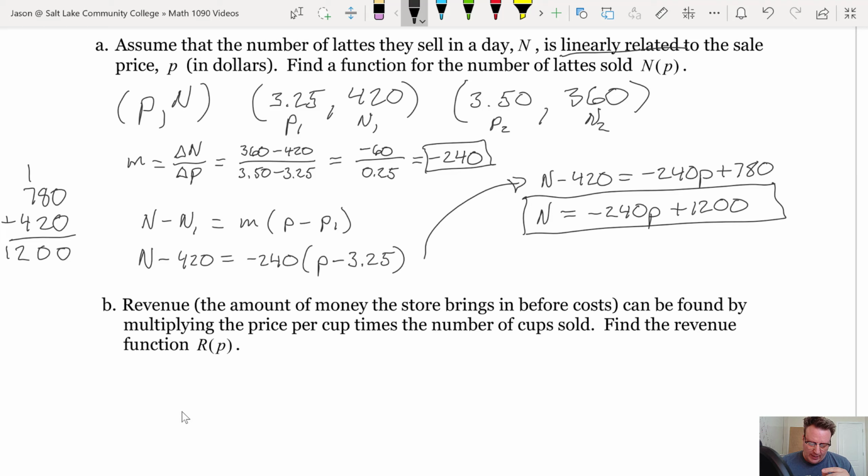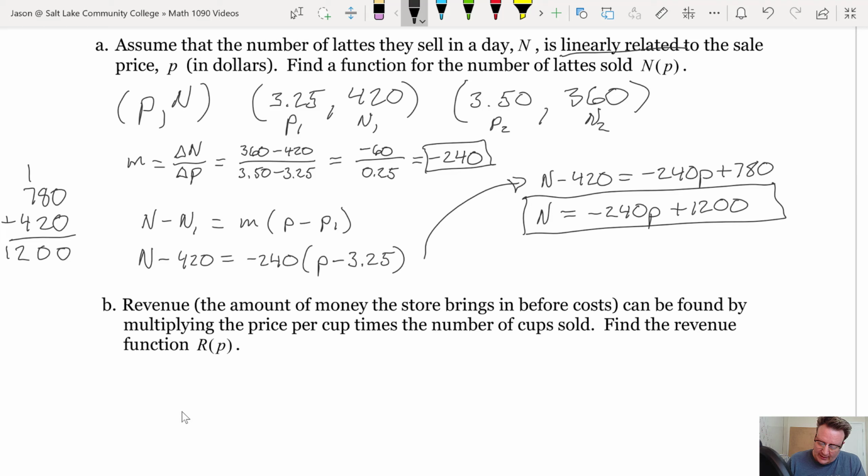Okay, part B here, revenue. The amount of money the store brings in before costs can be found by multiplying the price per cup times the number of cups sold. So find the revenue function R as a function of P, price. So we want revenue as a function of P, price.